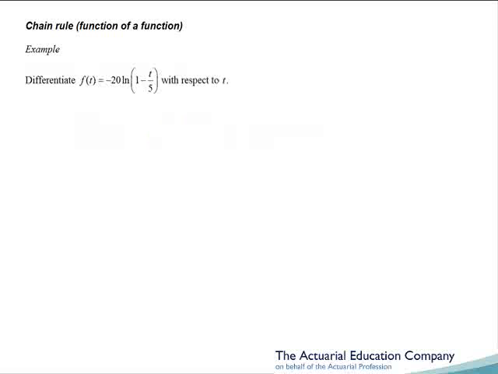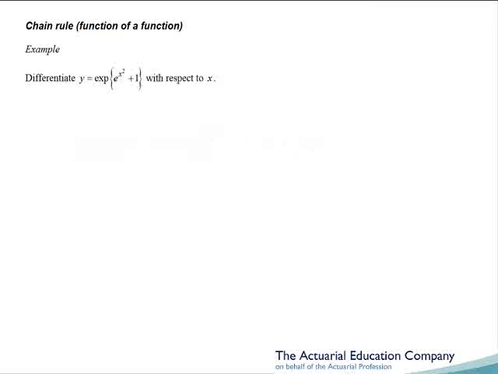Next, we're asked to differentiate minus 20 log of 1 minus t over 5. Well, we know that when we differentiate a log, we just get 1 over the function. So we have minus 20 times 1 over 1 minus t over 5. But using the chain rule, we times by the derivative of that nested function, i.e. the derivative of 1 minus t over 5, which will be minus 1 over 5.